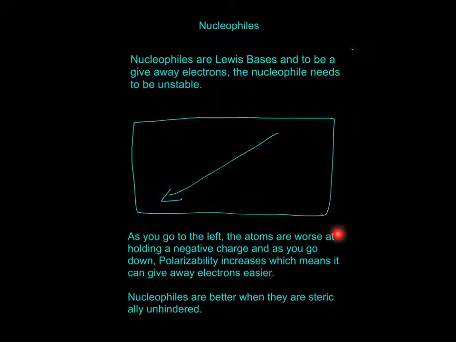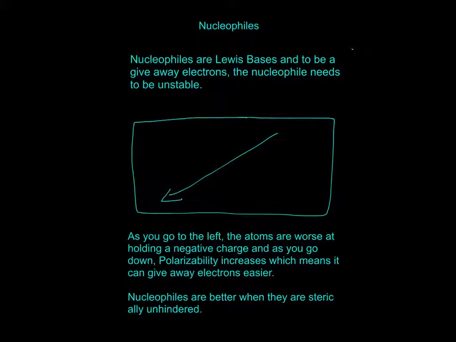Now, the reason why it increases as you go down is because of polarizability. Polarizability increases because as you increase the number of shells, the nucleus has less strength on the very far away electrons, right? So since the positive and negative charge interaction is so weak, the actual atom can give away its electrons, making it a good nucleophile.